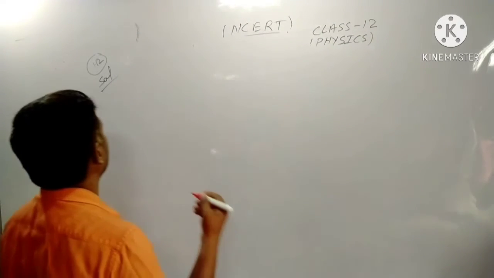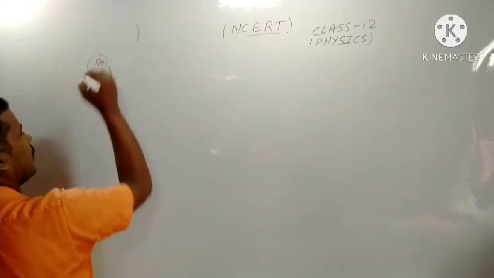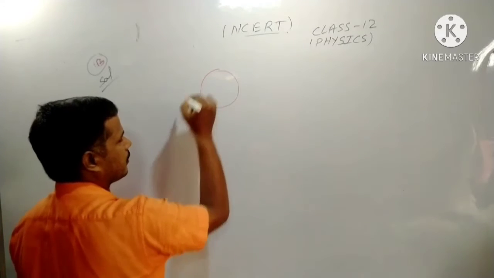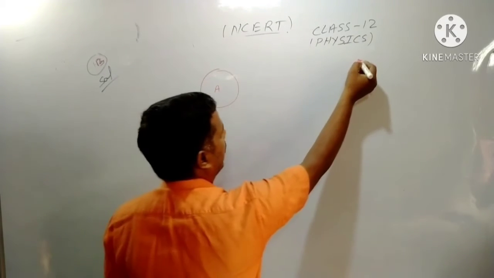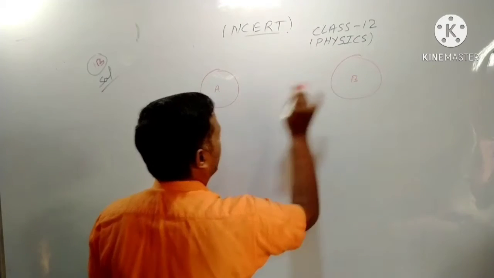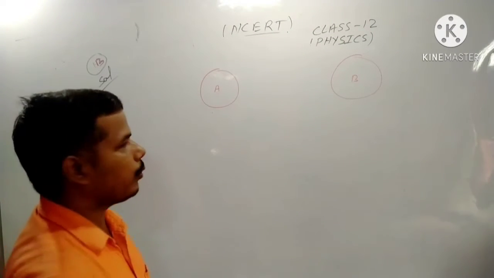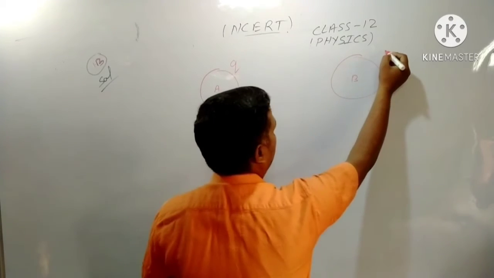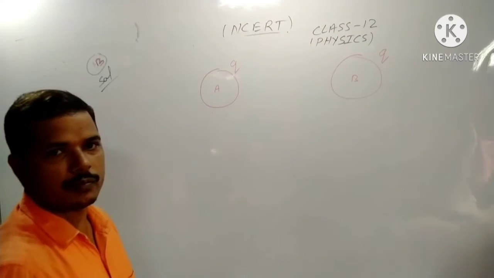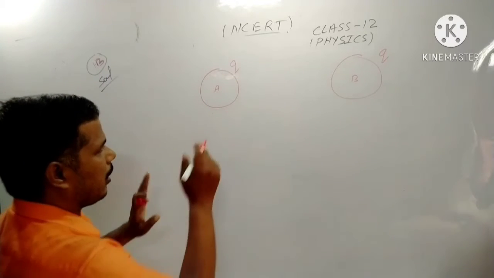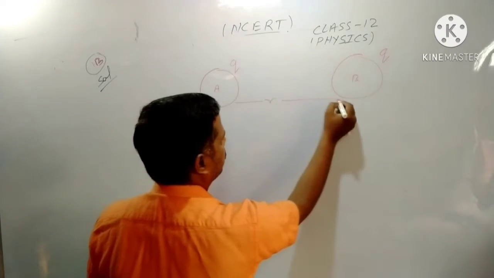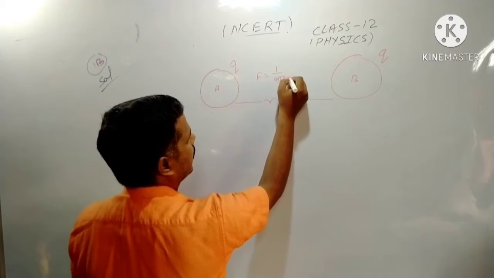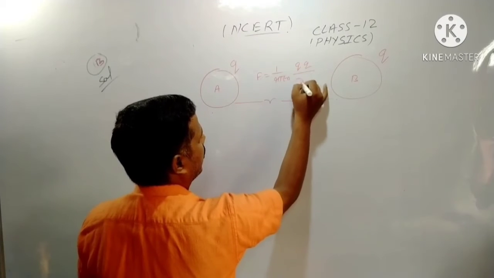अब एक, this one is 1.13. Suppose you have two charged spheres, sphere A and sphere B. Both are identical and both have the same charge. Suppose on this the charge is Q, also on this the charge is Q. Then the distance is R, then force F is equal to 1/4 pi epsilon naught Q into Q by R square.